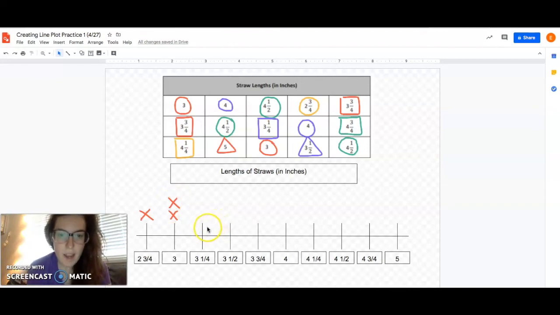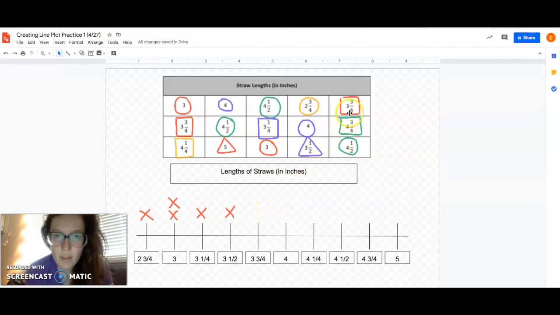Okay, 3 1/4. Where was 3 1/4? Oh, so I'm looking for blue squares. Do I see any other blue squares? Nope, just one. 3 1/2. Just one blue triangle.